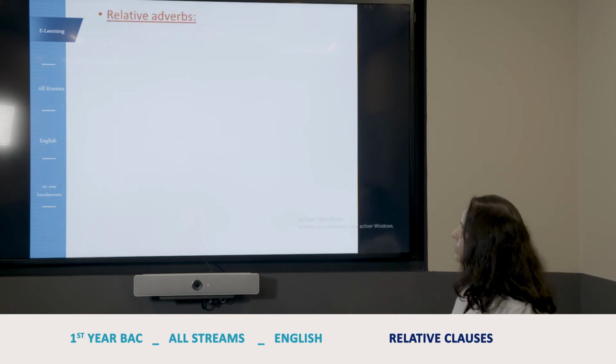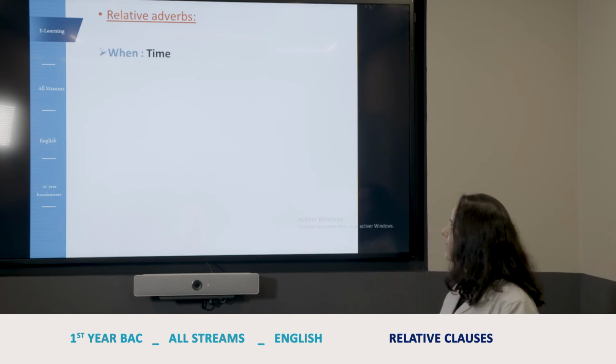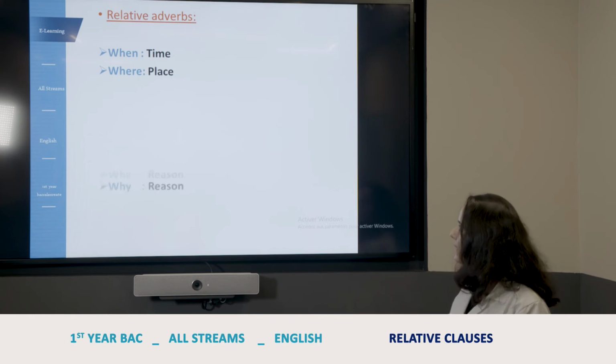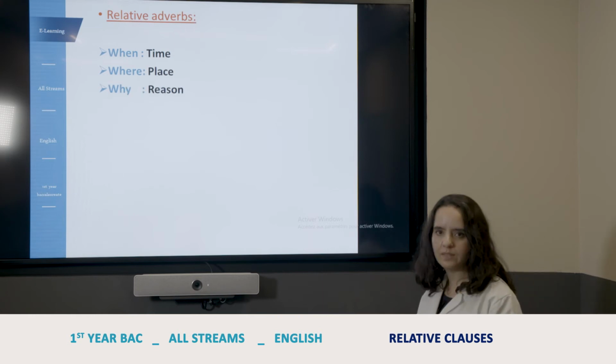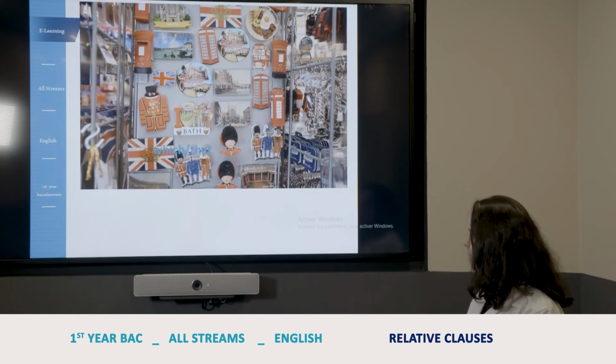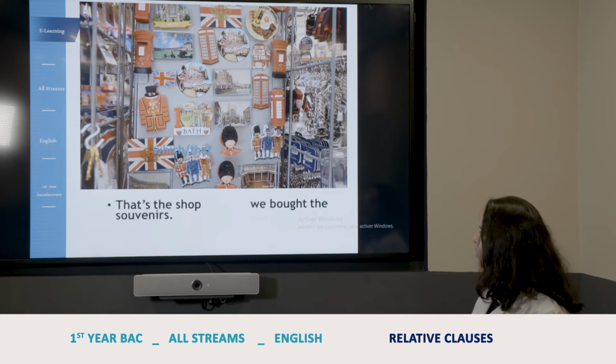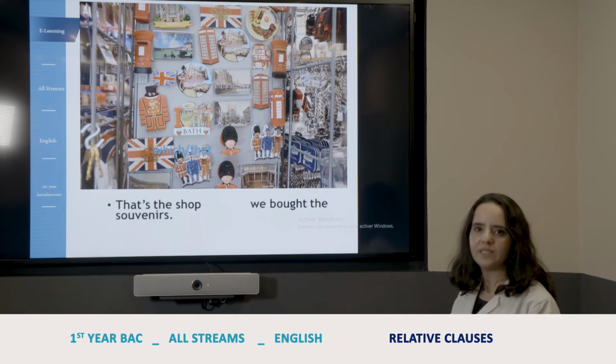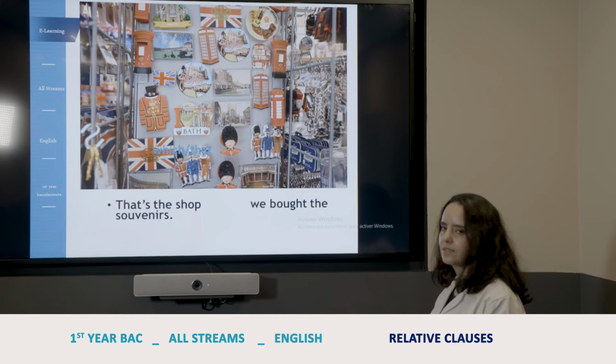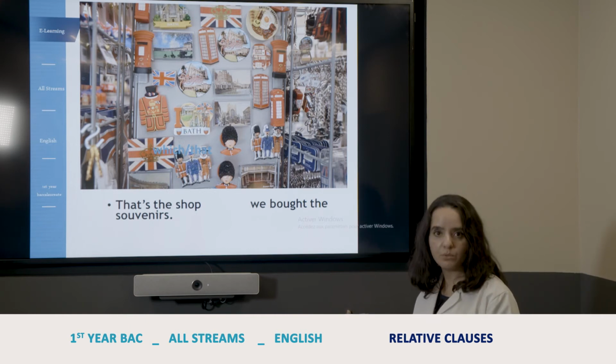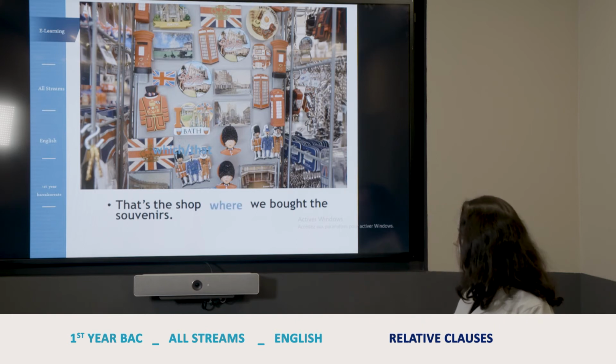Now let's move to the relative adverbs. We have when, which refers to time, where refers to place, and why refers to reason. Let's look at the following picture. That's the shop where we bought the souvenir. So the shop is a place, and the right relative adverb that we're going to use here is where.